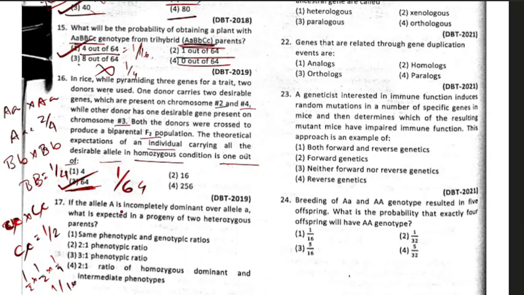If the allele a is incompletely dominant over capital A, what is expected in the progeny of two heterozygous parents? Same phenotype again heterozygous, that's exactly correct. In incompletely dominant characters, we can see a 1:2:1 ratio for genotype and phenotype both. So this is absolutely correct. 2:1 phenotype ratio, no. 3:1 phenotype ratio, no. 2:1 homozygous dominant and intermediate phenotype, no.